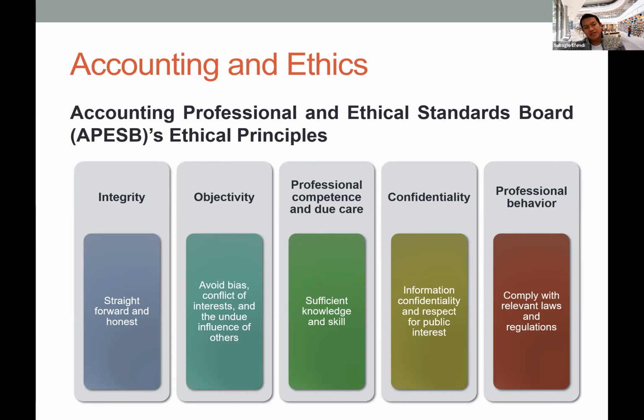The first one is integrity. Integrity simply means being honest and straightforward. So accountants should be honest and straightforward in doing their job. And then objectivity: accountants should avoid bias, conflict of interest, and the undue influence of others. And then professional competence and due care. Accountants should have sufficient knowledge and skill to do the job, and exercise the job with a high level of accuracy, so minimize errors.